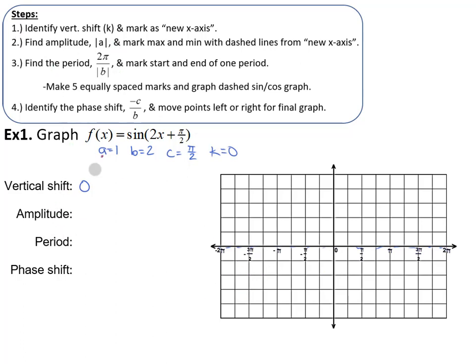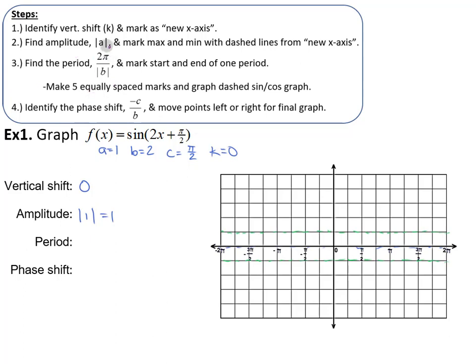Okay, next, find the amplitude, the absolute value of a. So the absolute value of 1, of course, is just 1. And it says go ahead and mark the top and bottom with dashed lines, just to remind ourselves to kind of stay in between them. So we dash in lines like these. Okay, so dash lines, we went up and down here 1 unit. So I'm using my scale as each box is 1, to give ourselves some maximum minimums to kind of stay in between.